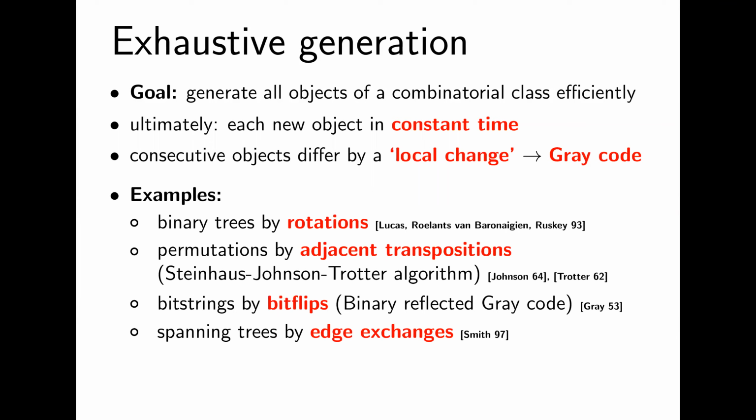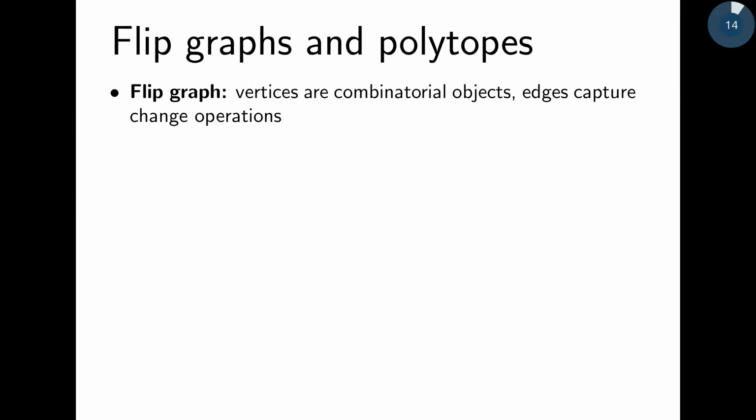So these are examples of gray codes for these 4 classes of objects that I mentioned in the beginning. And these gray codes lead naturally to the notion of a flip graph. So what is a flip graph? In a flip graph, the vertices of the flip graph are the combinatorial objects that we want to generate. And the edges of the flip graph connect pairs of objects that differ in a small change. So they capture the change operations that we allow applying when going to the next object.